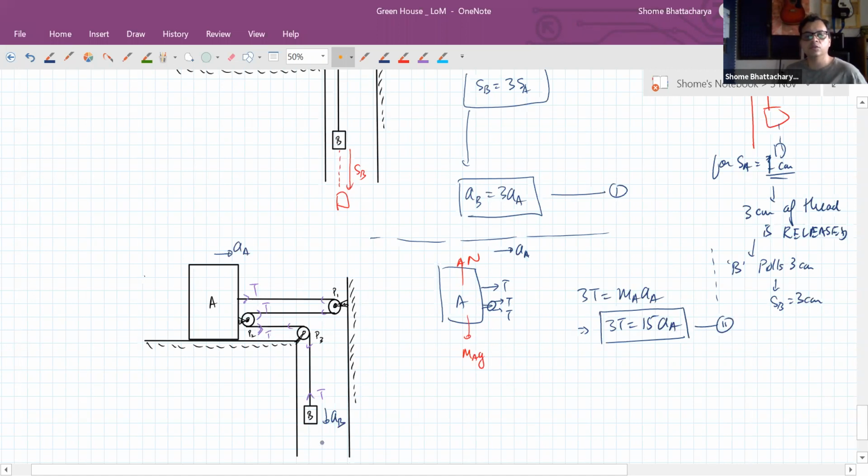Now look at the free body diagram of B. In that there's only a single tension acting, and weight, and it has an acceleration like this. So for this one we have the equation weight minus tension is equal to mass into acceleration. So we have 50 minus T is equal to 5 aB. This is our third equation.